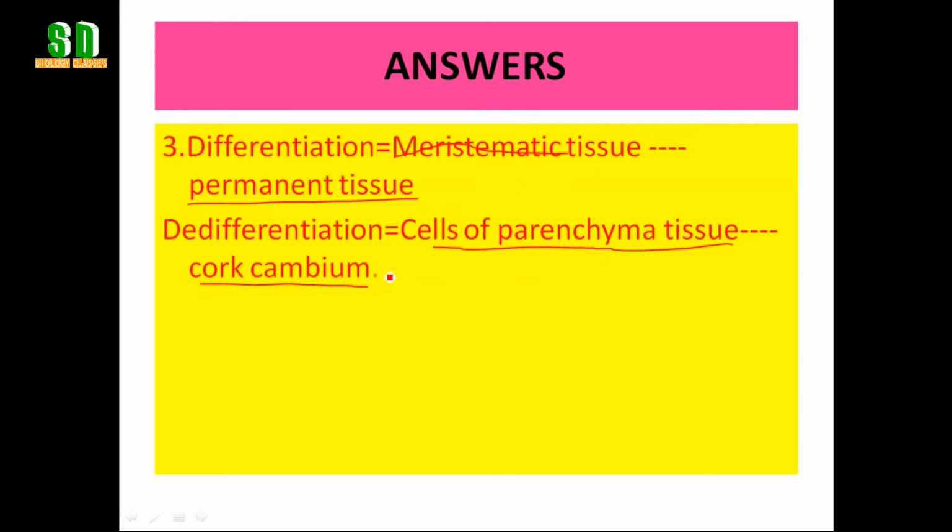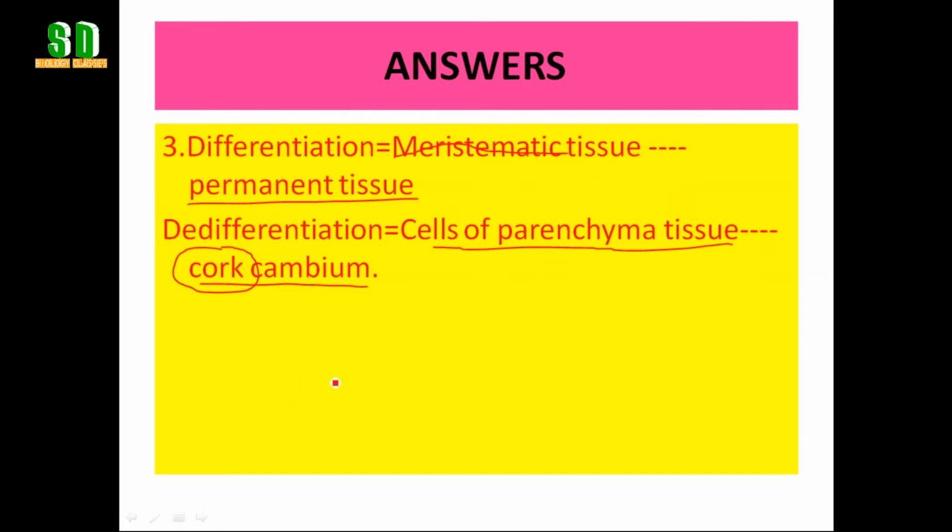During the formation of cork, we know that the cortex is made up of parenchymatous tissue. Some cells of the cortex regain the power of division and become meristematic in nature, and they are called the secondary meristematic tissue. This secondary meristematic tissue is also called the cork cambium, and it divides and gives rise to the cork cells and also the secondary cortex. So this process is called dedifferentiation.